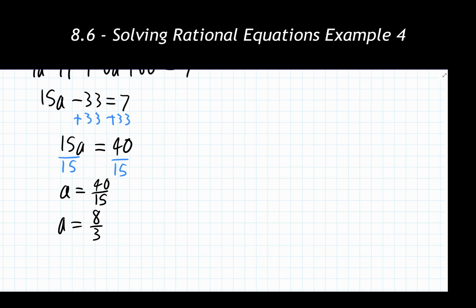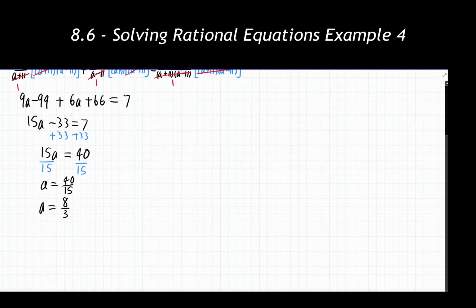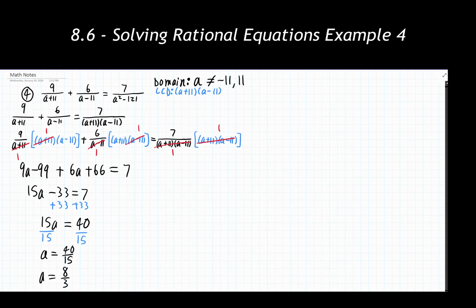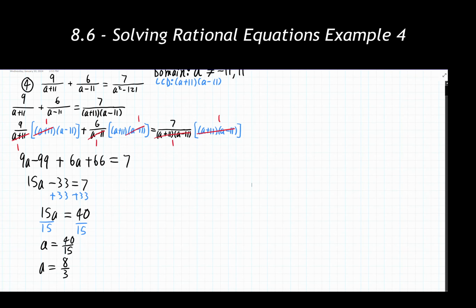So we have a potential answer of a equals 8 over 3. Let's zoom this out just a little bit so we can get our domain restriction in the picture as well. Okay, it looks like our domain restriction says that a cannot equal negative 11 or positive 11. Now, our answer is neither of those, so great. We have our final answer here. And we are good to go with example 4.